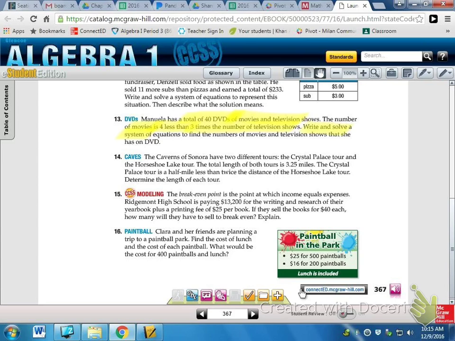Ethan, what do you think? D and T. D for DVDs and T for television shows. Well, I think the thing is they're all DVDs. Oh. They're M and T. So let's do, let M be the number of movies. And then let T equal the number of TV shows.